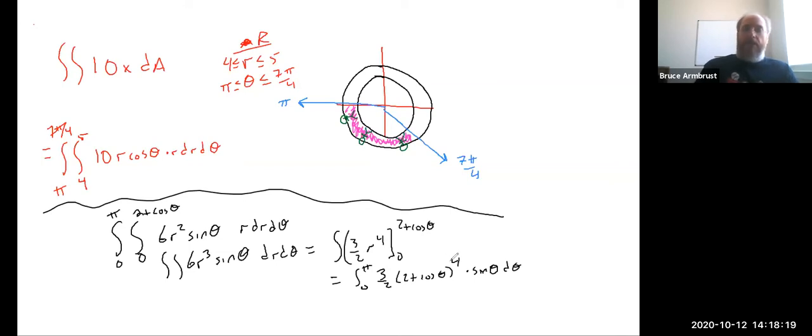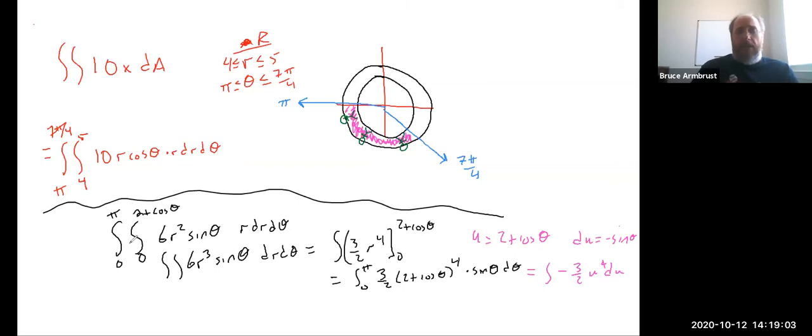Anybody see a faster way of integrating that than distributing it and doing all the trig integrals? Yeah, Seamus just put in the chat box u sub is definitely where you want to use u sub, because if you let u equal 2 plus cosine, then du is minus sine, so we're only off by a negative. So if you were to do that, this then is the integral of negative 3/2 u to the 4th, which is crazy easy. So that would be my recommendation for doing this step.